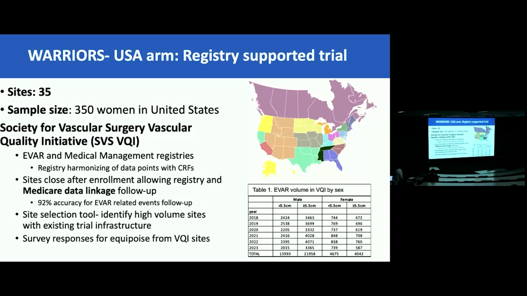And we were able to get equipoise from the VQI sites which were willing to do the randomization and tell us a priori whether they would be willing to randomize within the size thresholds that we talked about. So we had surveys that went out, which they answered.